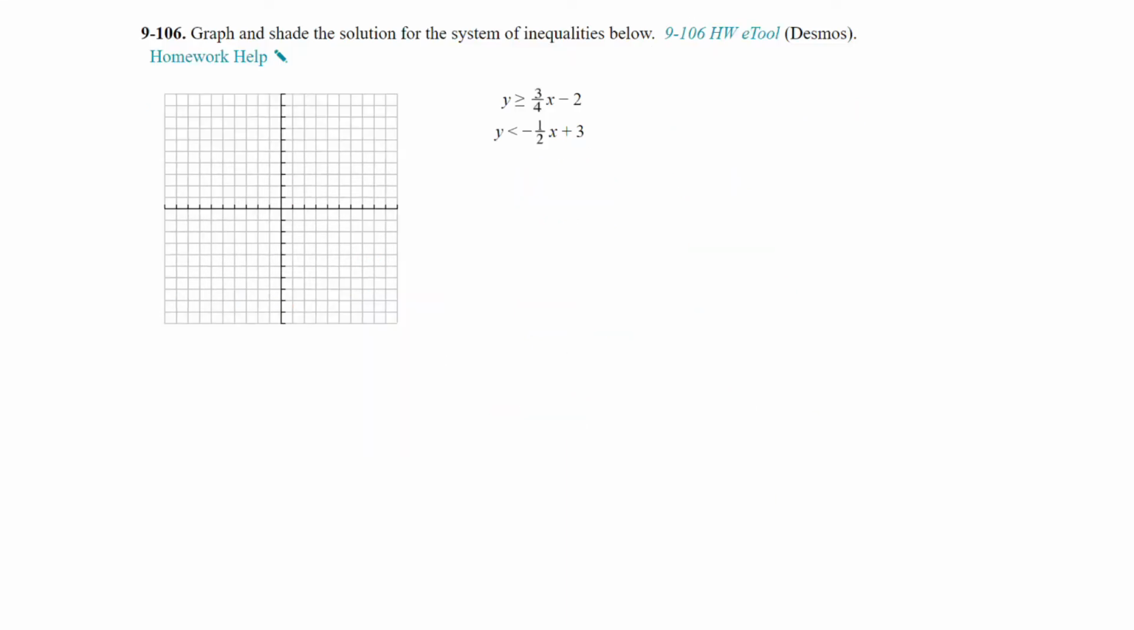Question 106. Graph and shade the solution for the system of inequalities below. So it looks like we have two lines here. I'll graph them in different colors just so you can know which one's which. I'll graph the first one in red. We have a y-intercept of negative 2 and a slope of 3/4, so up 3 and over 4. And I'm also going to go down 3 and over 4 a couple of times. This one will be a solid line. It is equal to.